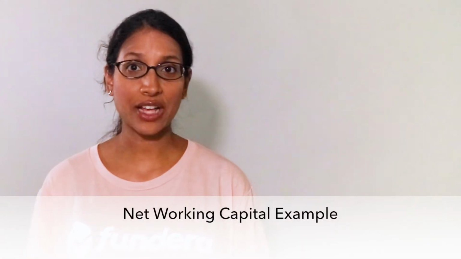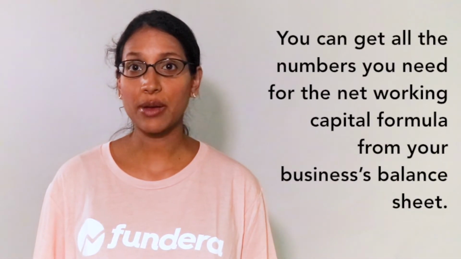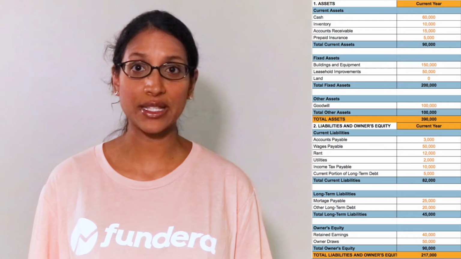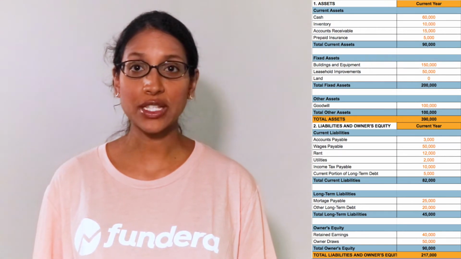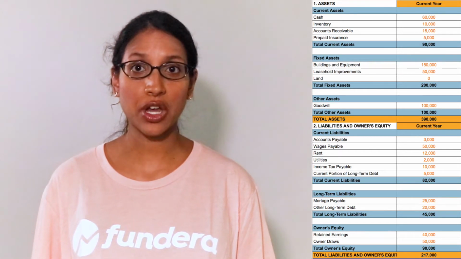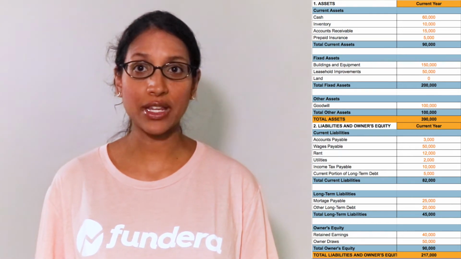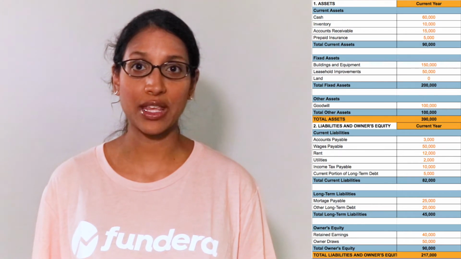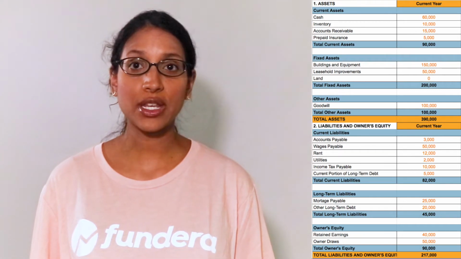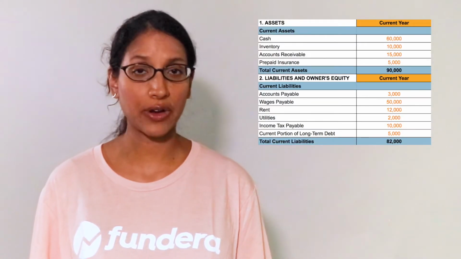Let's see the formula in action with an example. You can get all the numbers you need for the net working capital formula from your business's balance sheet. That's why net working capital is sometimes called a balance sheet calculation. Here's a balance sheet for a fictional business. For simplicity, I've just filled out the balance sheet information for the current year. The balance sheet shows current assets and current liabilities along with other asset and liability categories. For purposes of calculating your net working capital, you only need to care about current assets and current liabilities.